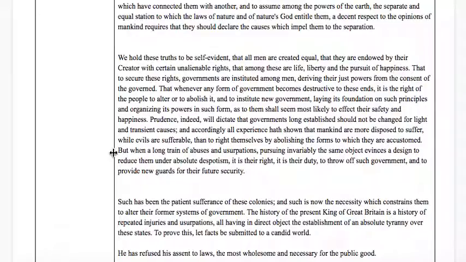We are going to knock down to the bottom here at the "but when a long train of abuses and usurpations." Let's circle this, and let's put down here, if we can find some space, "problems." It's just a large word for problems. Usurpations. Okay. Pursuing invariably the same object evinces a design to reduce them under absolute despotism. It is their right, it is their duty to throw off such government and to provide new guards for their future security. Okay, so right here, let's go ahead and write in this large space down here, we are making a new government. We are making a new government. Please abbreviate the word government.